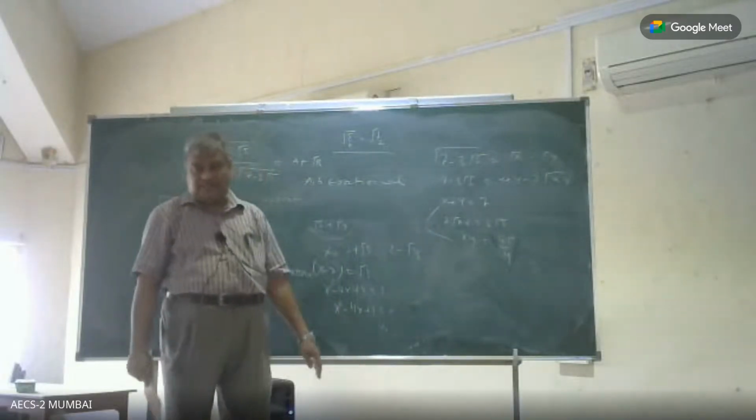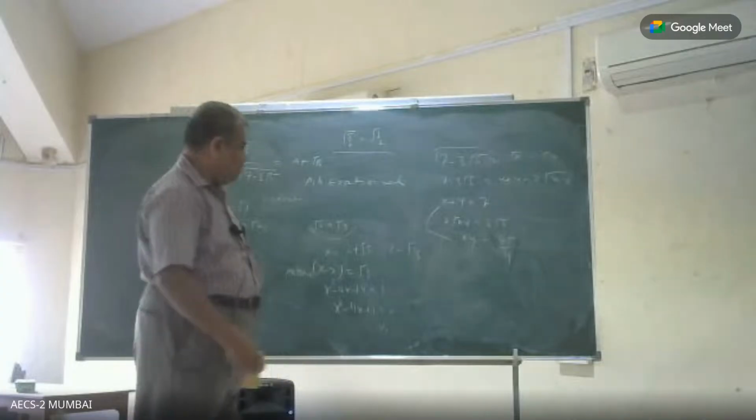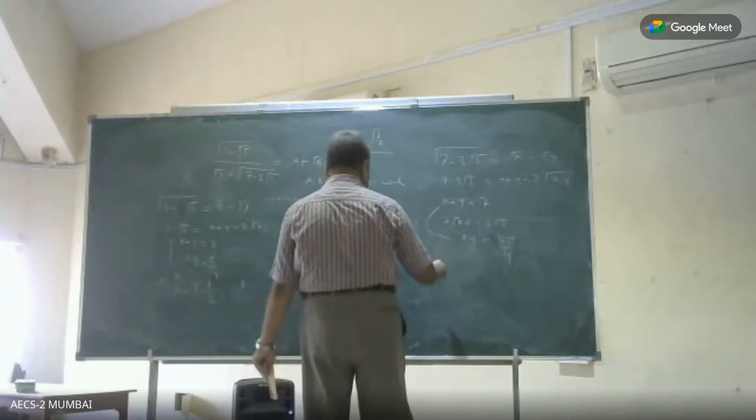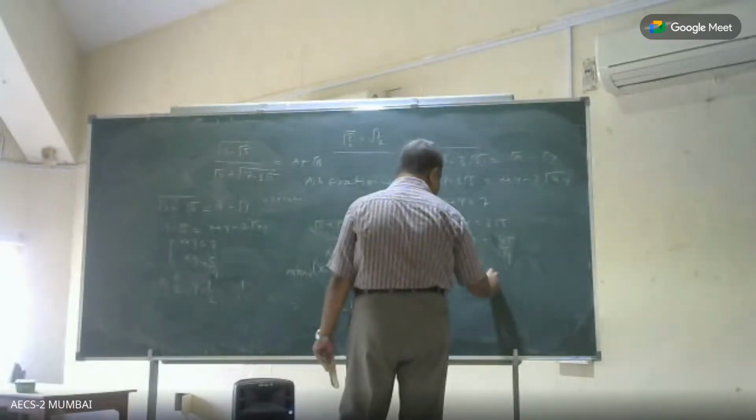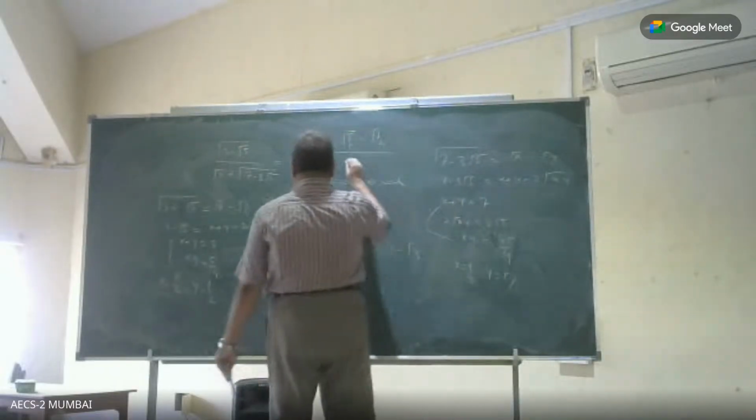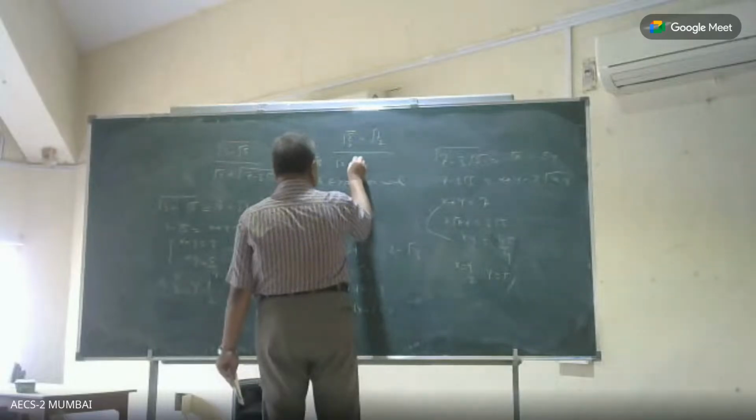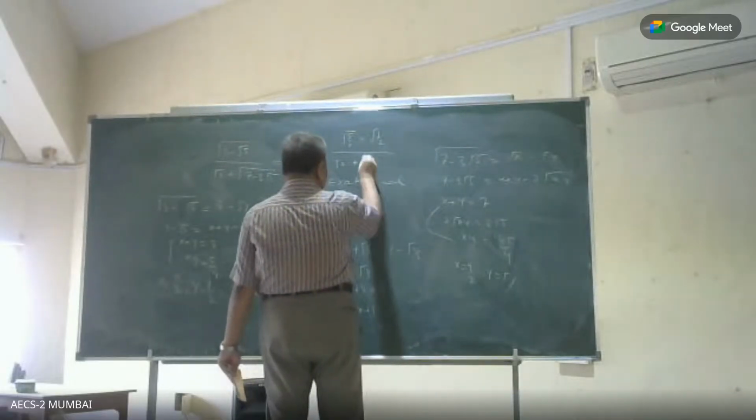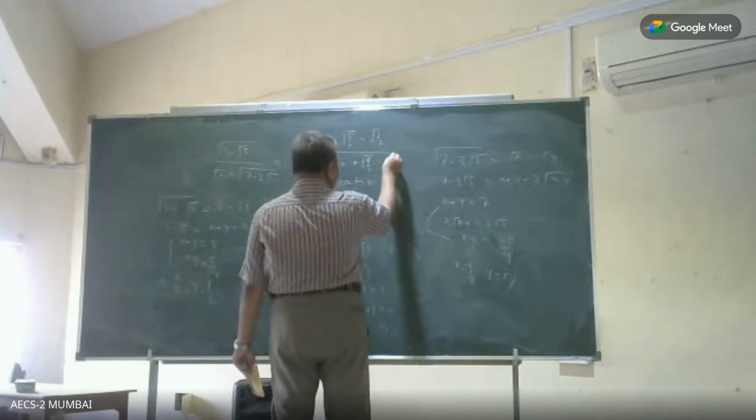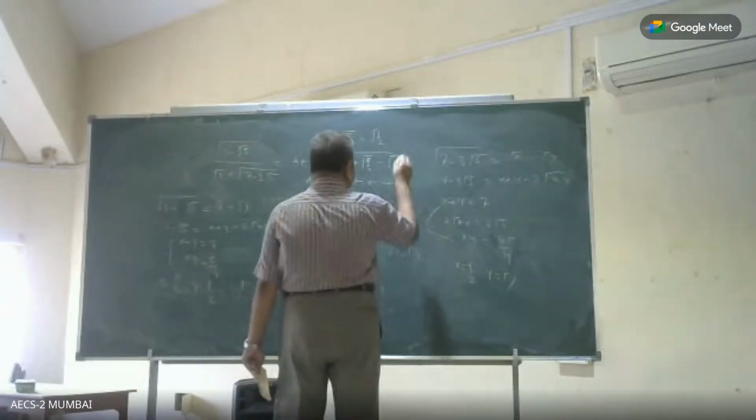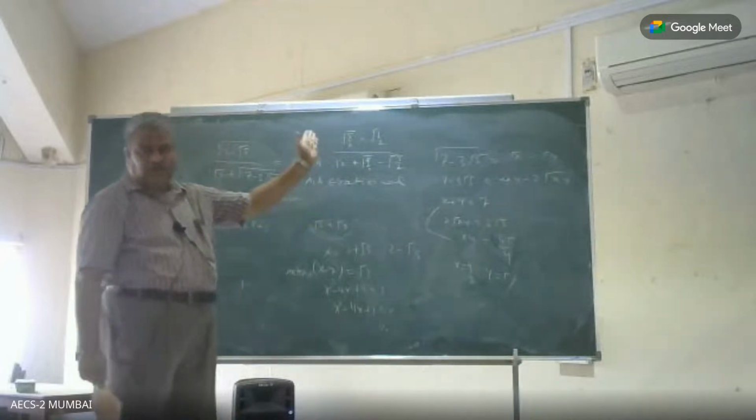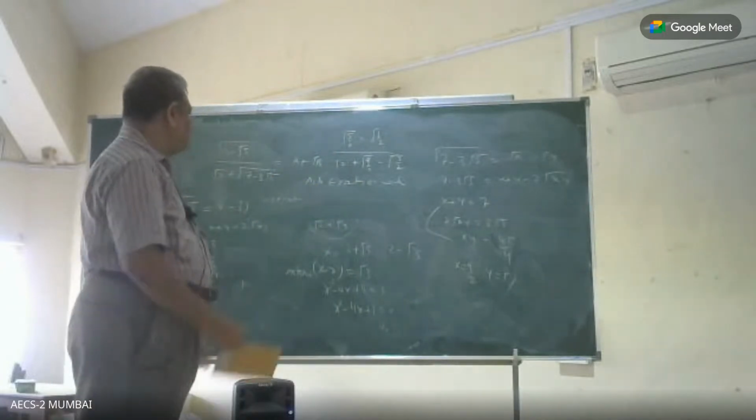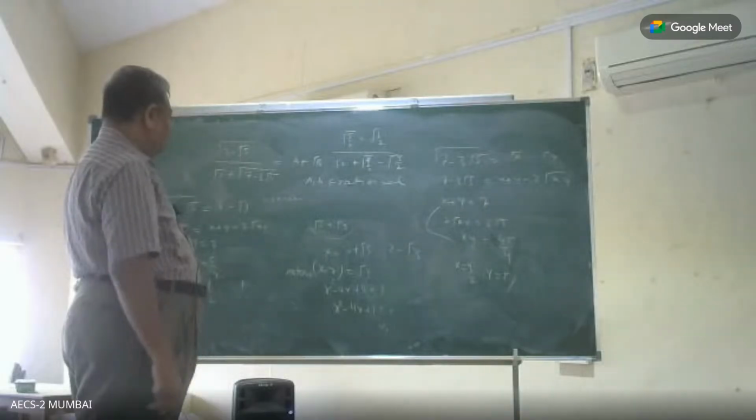Can you tell me two numbers whose product is 45 upon 4? What are the numbers? 9 by 2? Yeah. So we'll say x is 9 by 2 and y is 5 by 2. If you put it here, now if you simplify this, what do you get? Yeah, this is correct now.